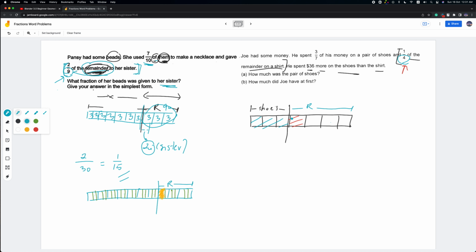So again, I'll take one unit for shirt. Okay, so I just write there shirt. Alright, and this is what I have after that, and I'm not really concerned about that at the moment. I'm concerned about this 36 more on the shoes than the shirt. So I'll just write down here, shoes is 3 units, and shirts is how many unit? 1 unit. So since we are given the difference here, we need to find the difference for the units also.